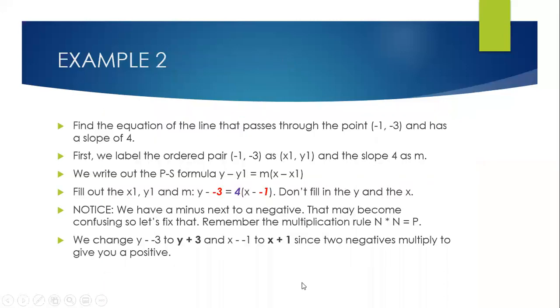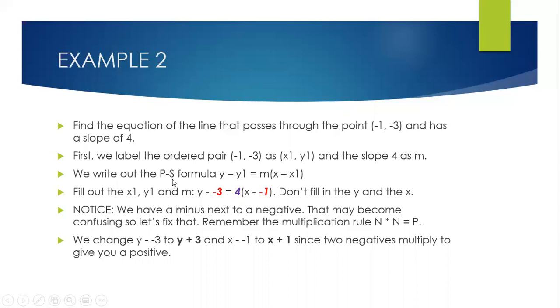Example number 2. This is the second example. I want to find the equation of a line that passes through the point -1, -3, and has a slope of 4. So first we label the ordered pair -1, -3 as x1 and y1. 4 is the slope, we call it m.